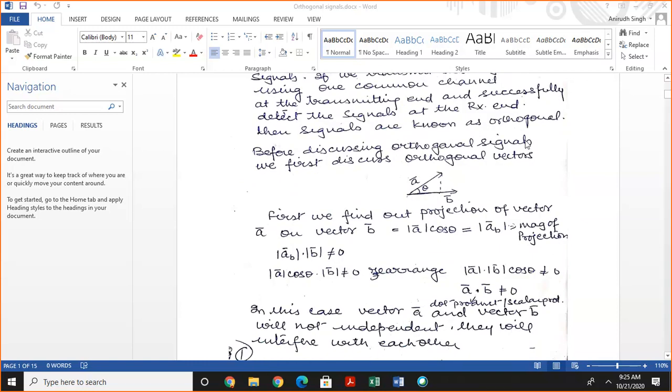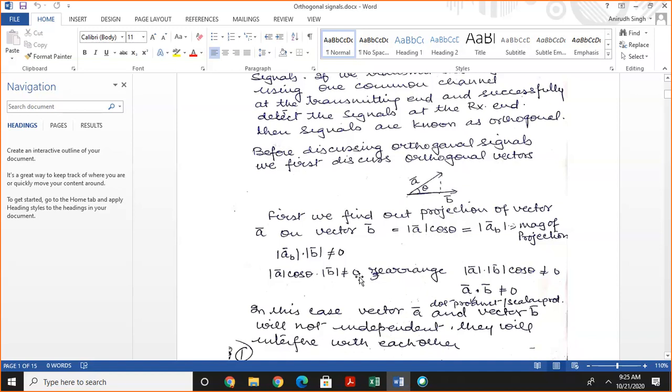We can understand this orthogonality with the example of vectors. First, we discuss orthogonal vectors. Suppose these are two vectors A and B. If we want to find the projection of vector A on the vector B, it is mod of A cos theta.